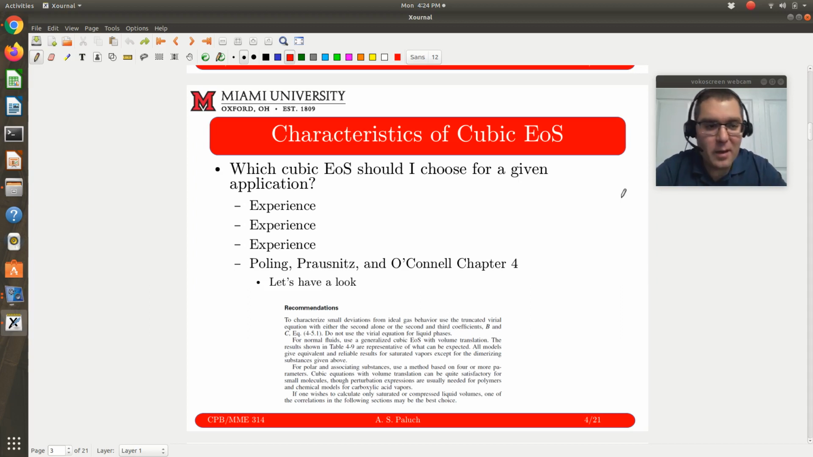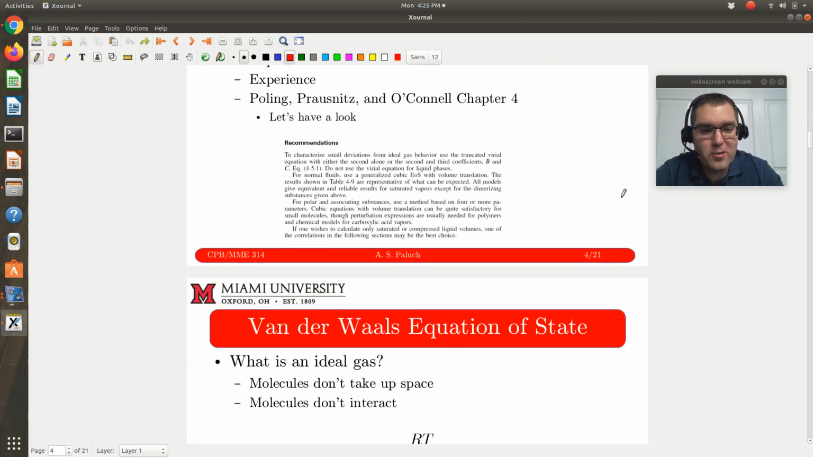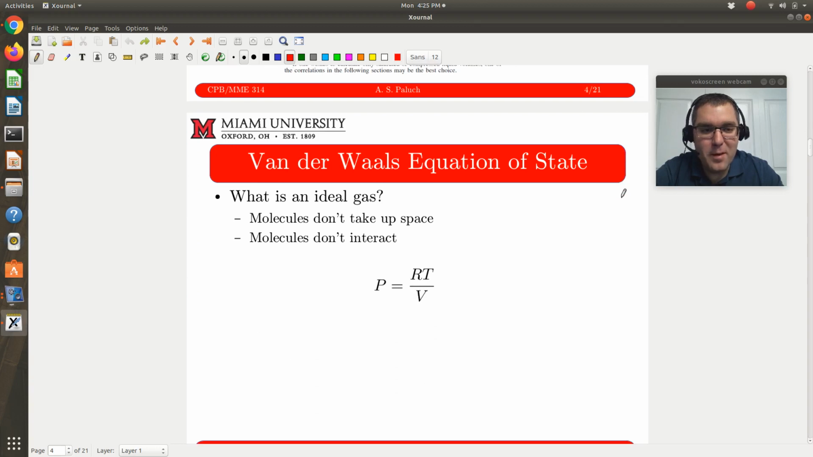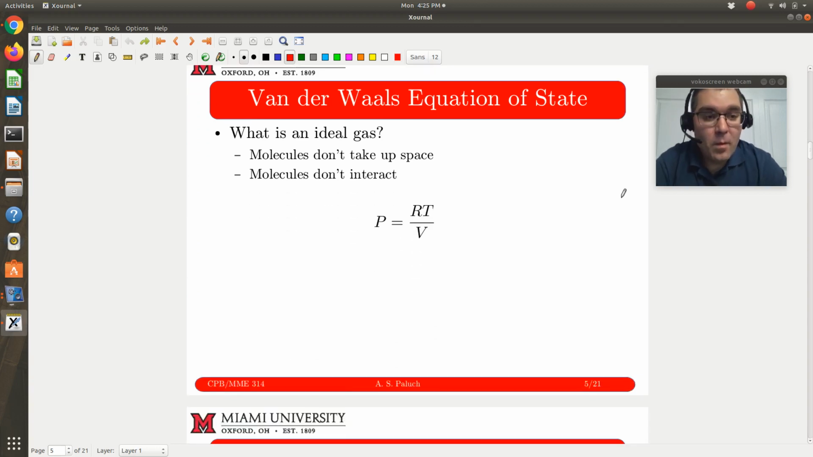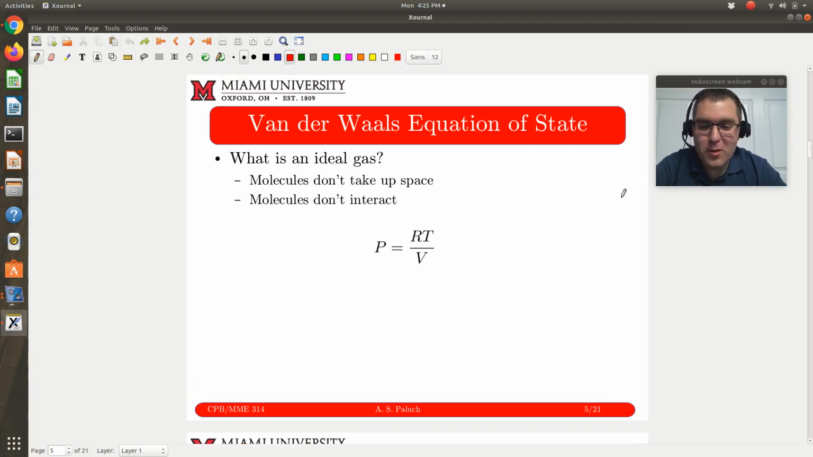Have a look at Poling, Prausnitz, and O'Connell, where they would have tested hundreds of different cubic equations of state for hundreds of different systems and come up with recommendations, right? And that includes complicated systems like water, acetic acid, right? So you name it, they've tested it. Okay. So cubic equations of state aren't bad for those systems. And again, if you can work with one, you can work with them all. We just moved beyond van der Waals because van der Waals shouldn't be used for any sort of engineering calculation.